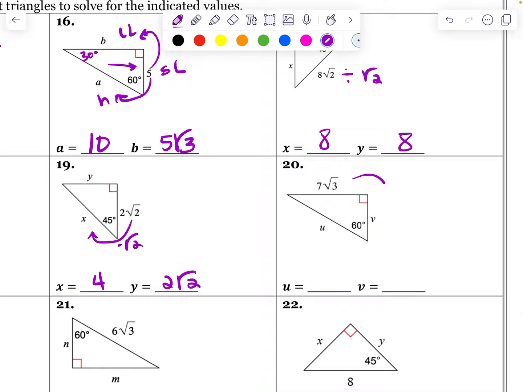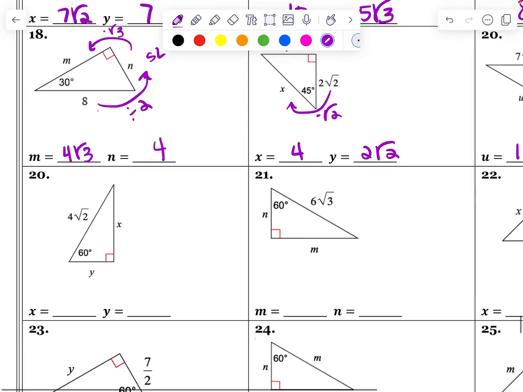Okay, I have a long leg. To get to my short leg, I need to divide by root 3, so the v is just 7, and then times 2 to get to my hypotenuse, so u is 14. Love it when all these are coming out even for me. Oh, and I said it.